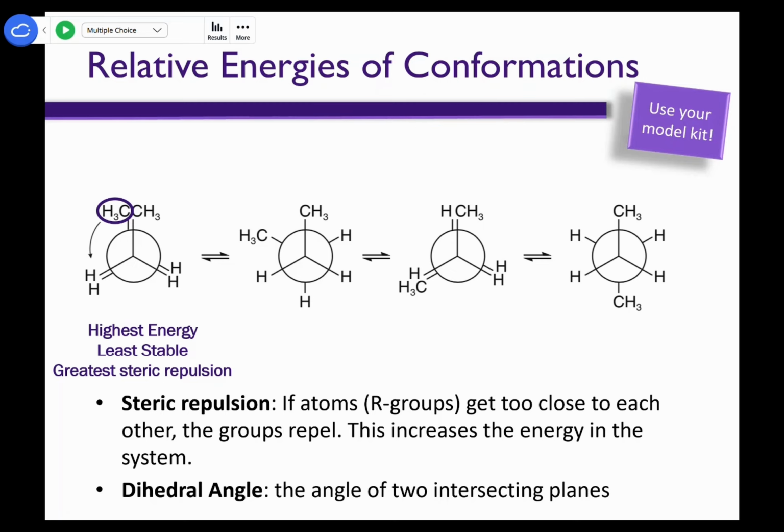Here, we have some steric repulsion happening. This likes to have its own space, this likes to have its own space, and they kind of repel each other. So that's where the word repulsion comes from. Sterics means getting in each other's space. So due to this conformation, it is highest energy, least stable when we look down this carbon-carbon bond. If we rotate them far apart from one another, it's much more stable.